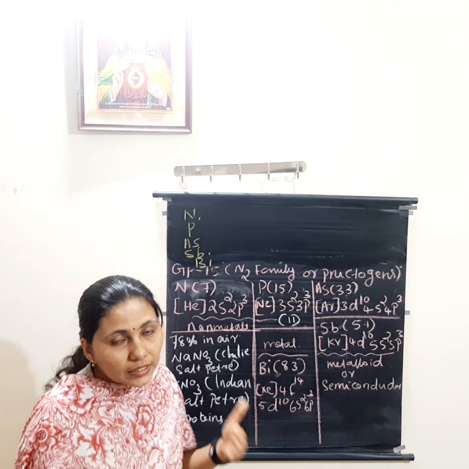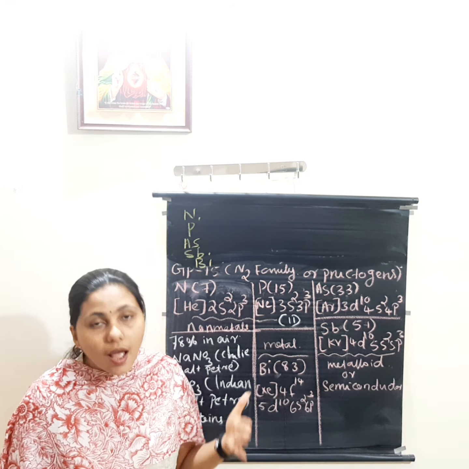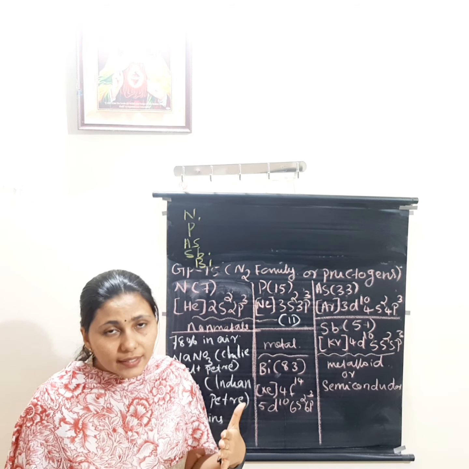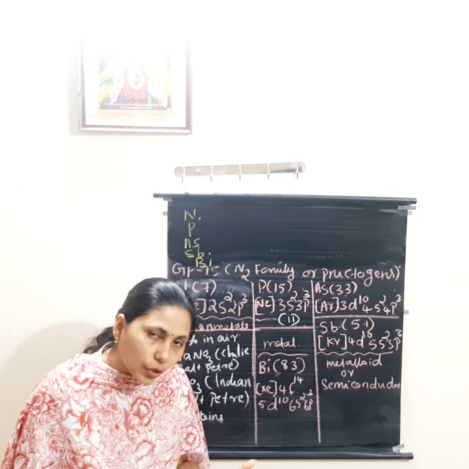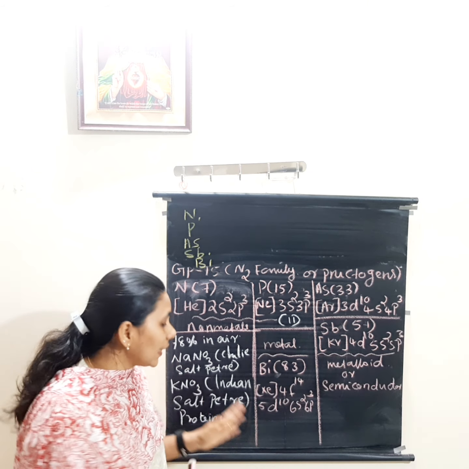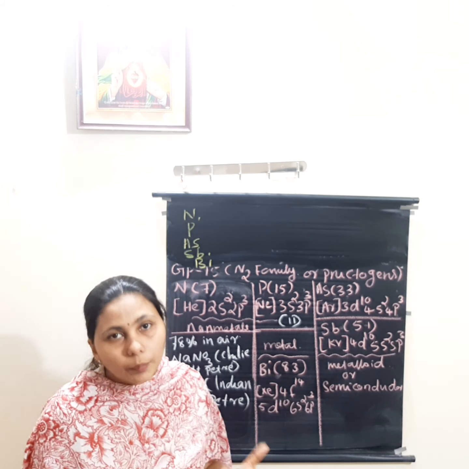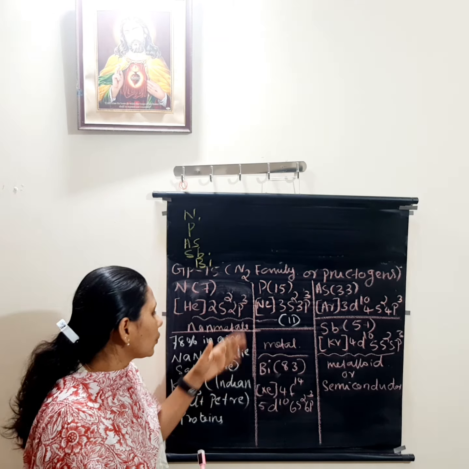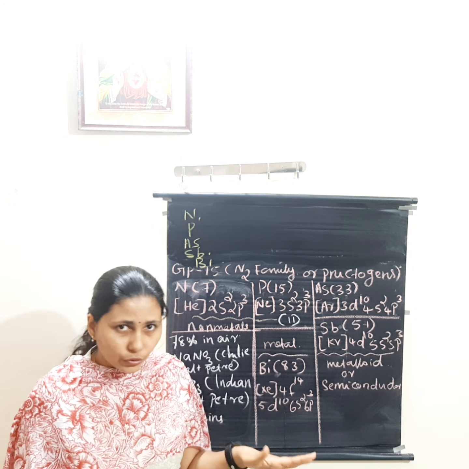So in the atmosphere, 78% is nitrogen. And nitrogen is mainly found in the earth crust as sodium nitrate and potassium nitrate. Sodium nitrate is known as chili saltpeter, and potassium nitrate is known as Indian saltpeter. And nitrogen is also found in proteins, etc. So that is about nitrogen, the most abundant element in the atmosphere.